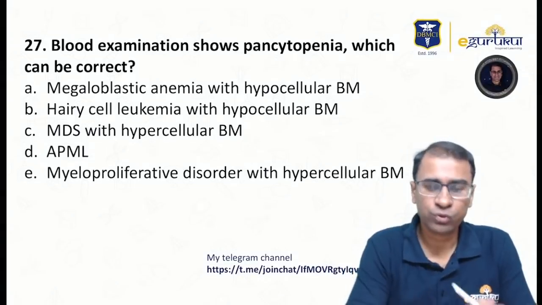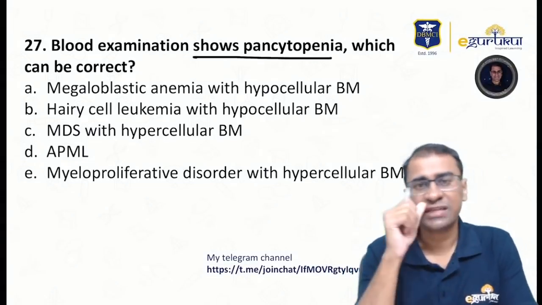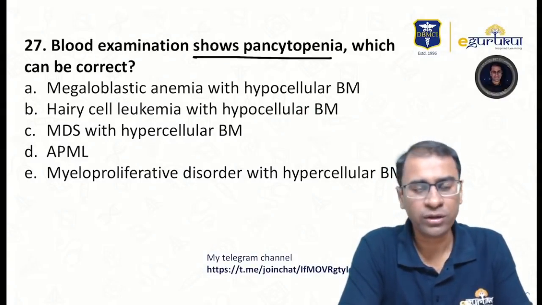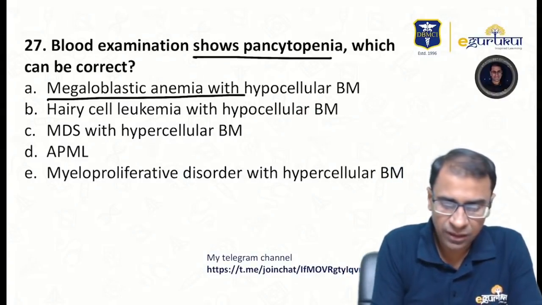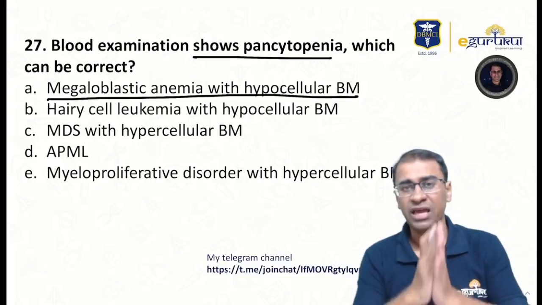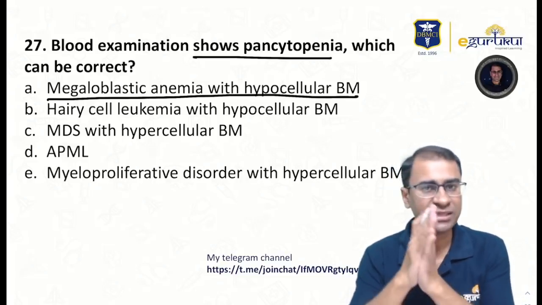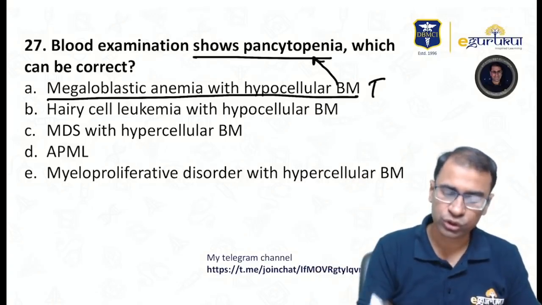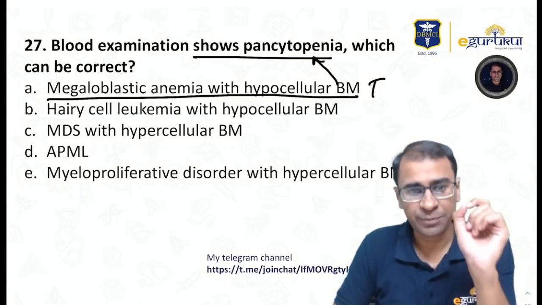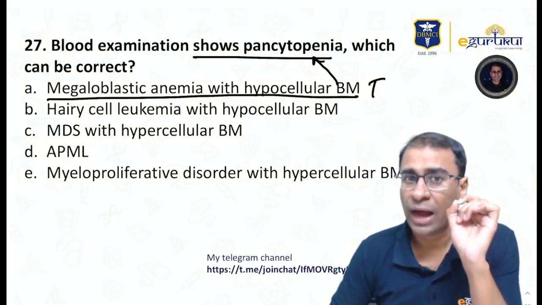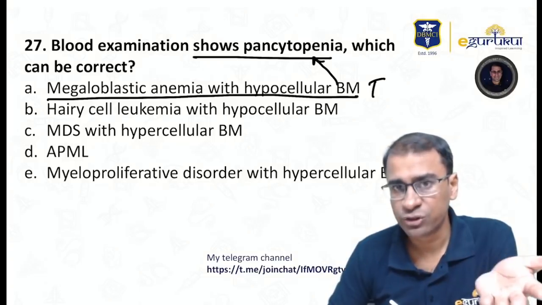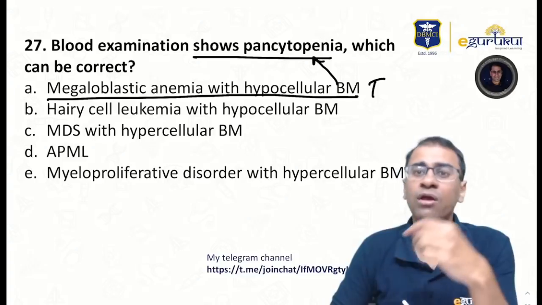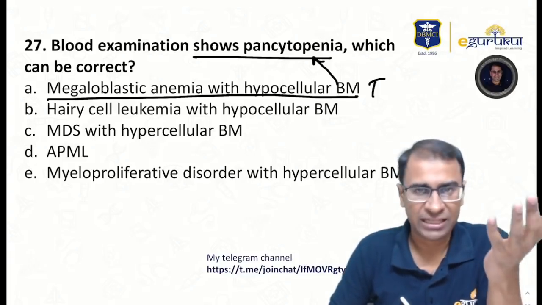A bone marrow examination shows pancytopenia, which can be correct. Now these are changed options compared with the option I actually got. Remember, megaloblastic anemia with hypocellular bone marrow. A megaloblastic anemia will show you hypercellular bone marrow, but it will definitely show pancytopenia. But if a megaloblastic anemia shows a hypocellular bone marrow, it will surely again show pancytopenia.